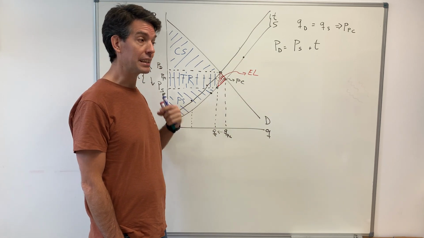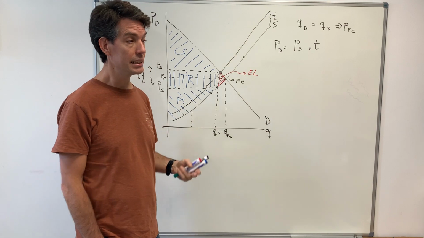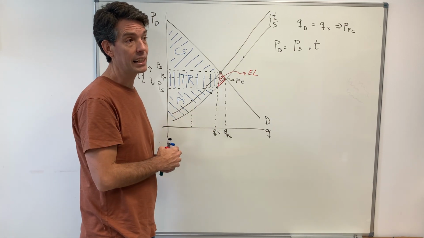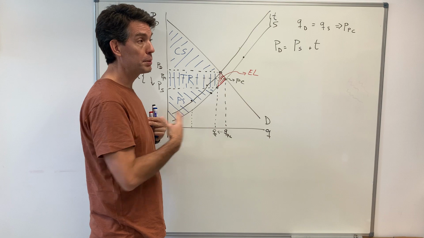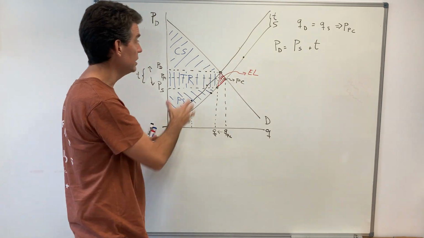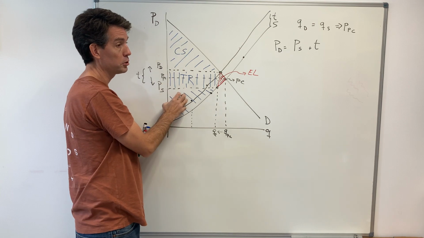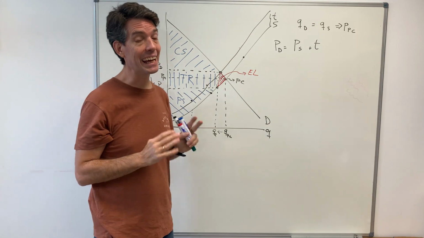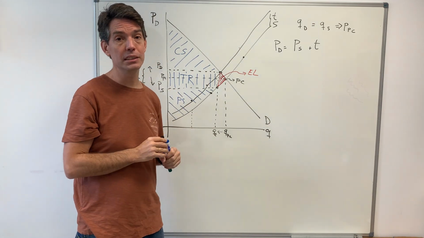Another caveat about the analysis we are doing here is that we are just doing partial analysis. We are just seeing what happens to welfare in the market of this particular product. We see that consumers are worse off, producers are worse off. We are not saying anything about those who do not participate in this market.